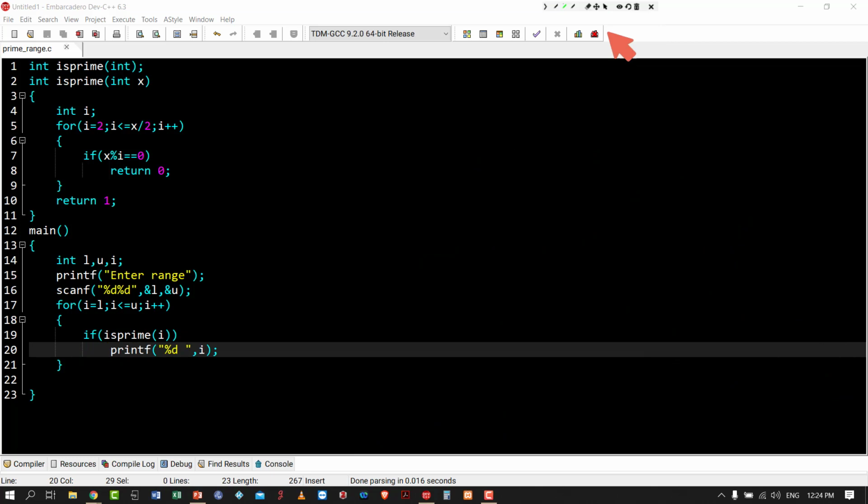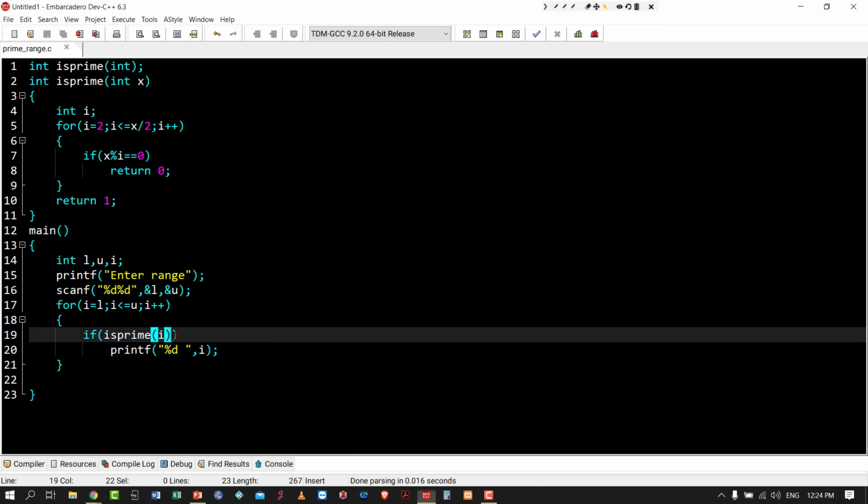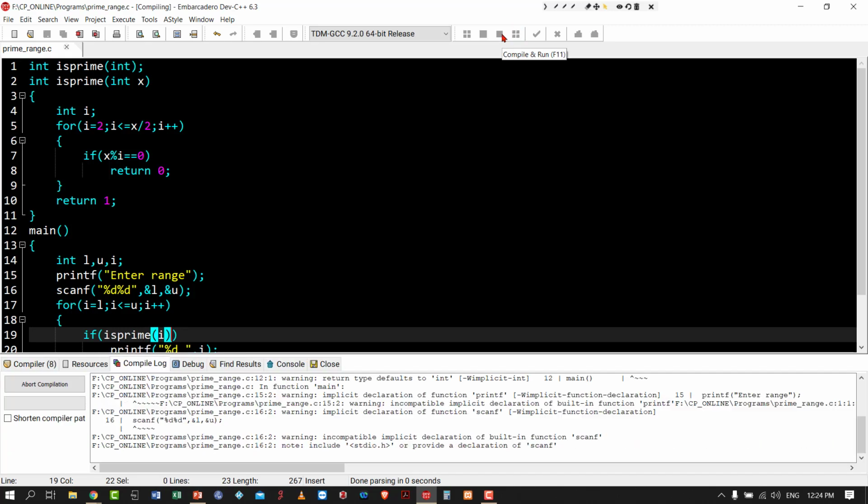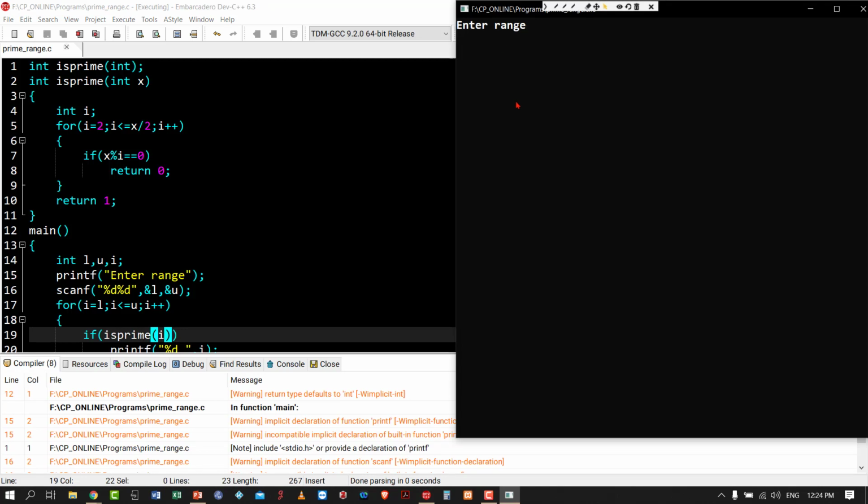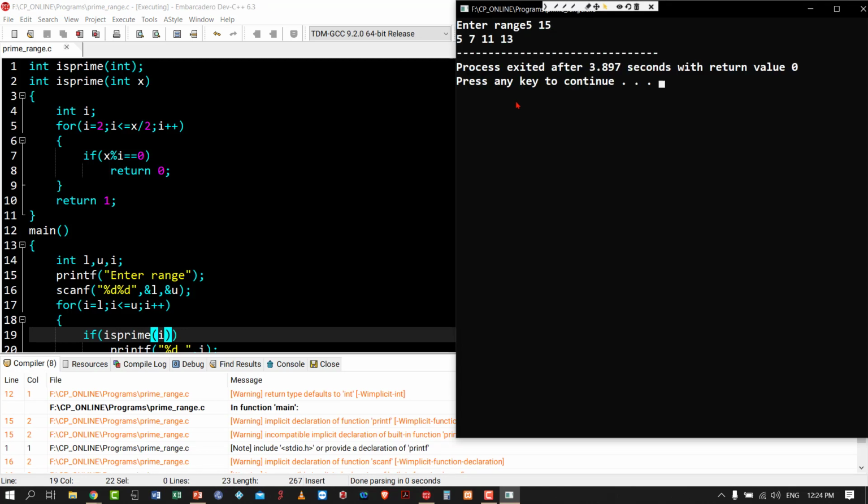So if you have any confusion in this statement, you can write it like this also: if is prime of I equal to 1. In that way also you can write. To convey that, I have written this. This is the simpler form. Okay, I will execute the program. So I am giving range 5 and 15. So 5, 7, 11 and 13 is printed. I hope you understood this program.